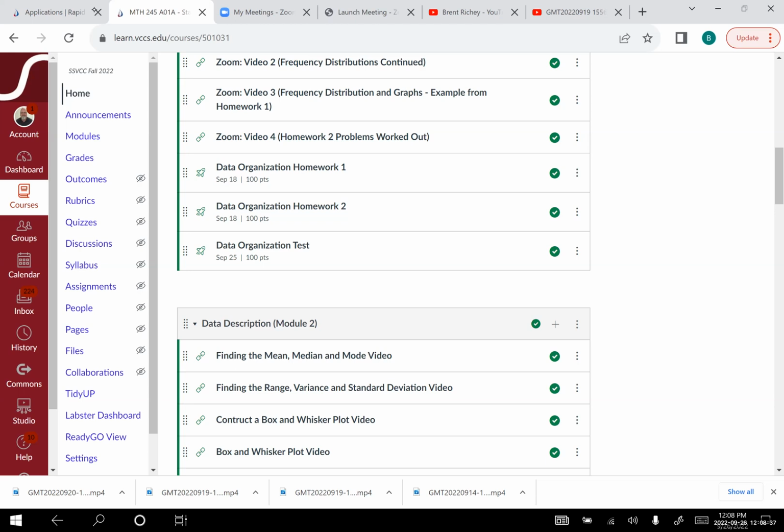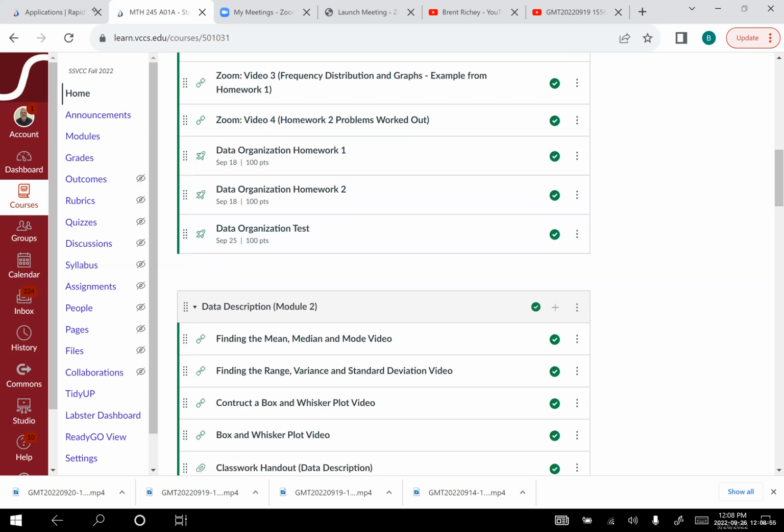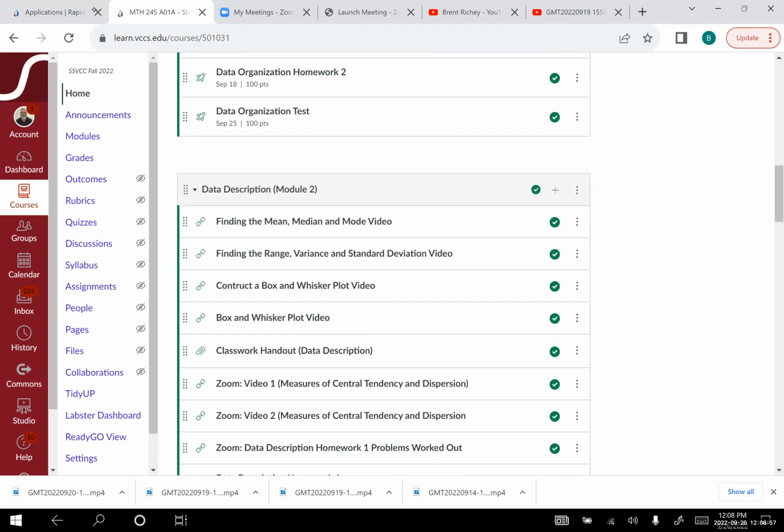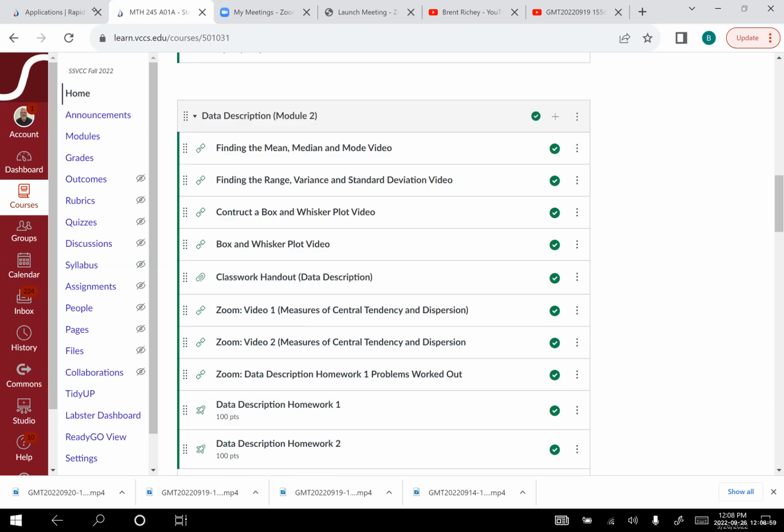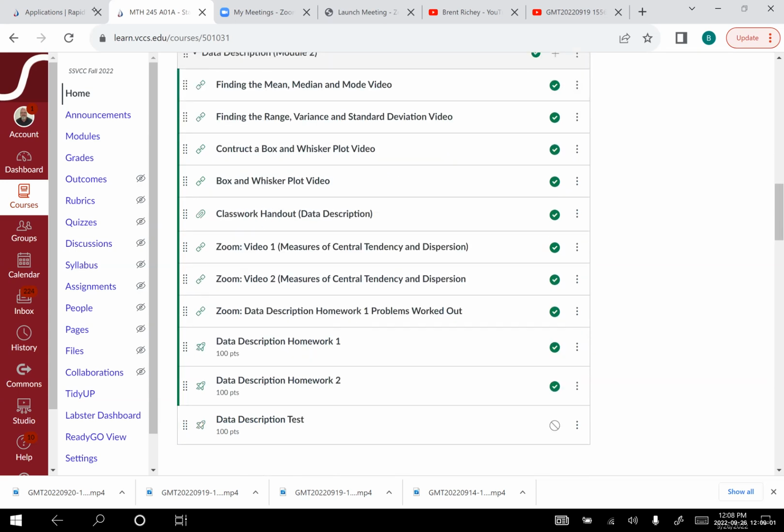So that was unfortunate, but I don't know if Alexis is out there, but I'm glad that Alexis asked about it and we had a little exchange about it, because then I realized what was going on. Thank you. So, box and whisker plot. There we go. Data description, homework 2.